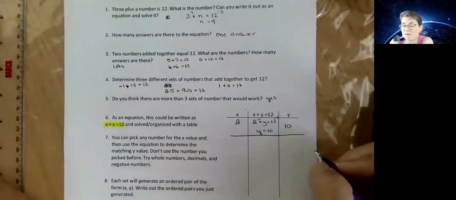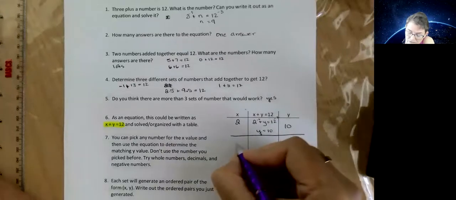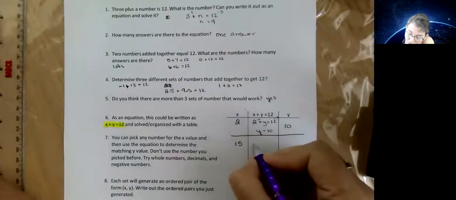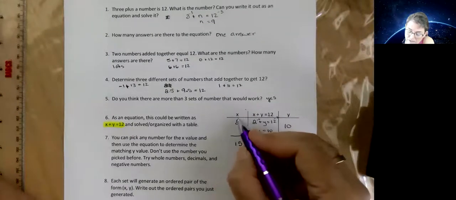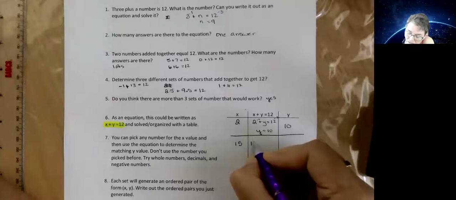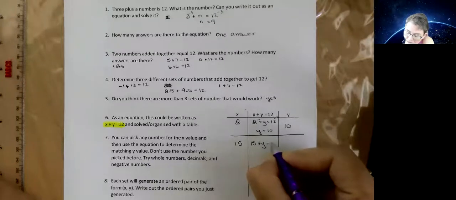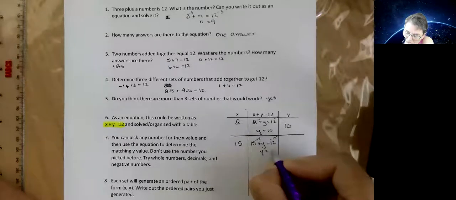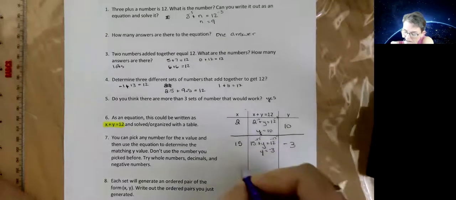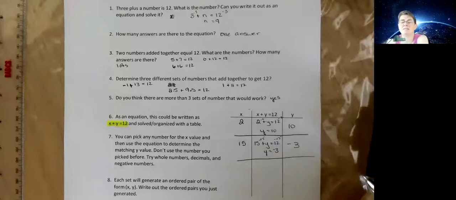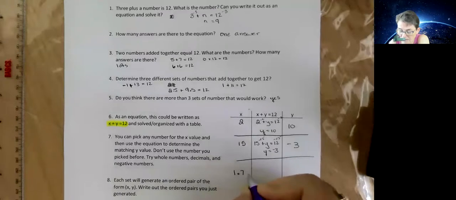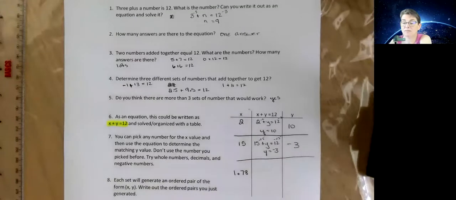You can pick any number you want. If I want to do 15, all I'm doing every time is substituting for that x. So 15 plus y is equal to 12. Minus 15 from both sides, y is equal to minus 3. I was just doing that to show you that we can have some options. I could use decimals too, like 1.78.